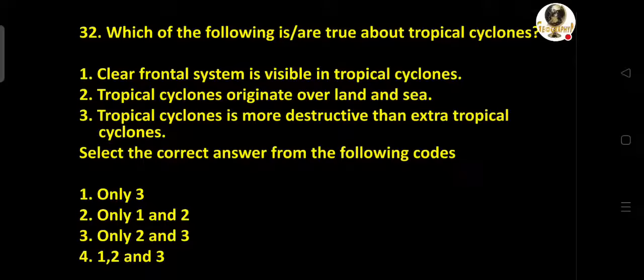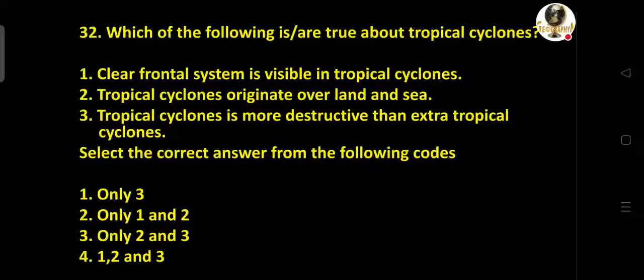And now this question: which of the following is true about the tropical cyclone? Statement one: a clear frontal system is visible in the tropical cyclone. Statement two: the tropical cyclone originates over land and sea. Statement three: the tropical cyclone is more destructive than the extratropical cyclone. Options: only three, only one and two, only two and three, only one, two and three.